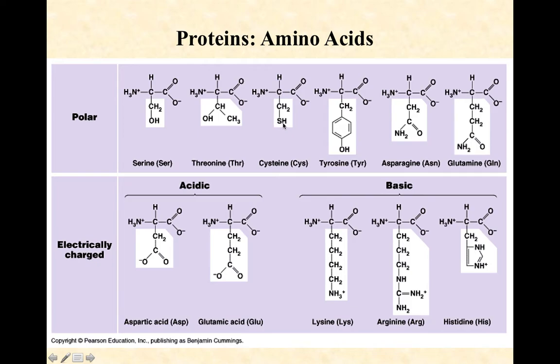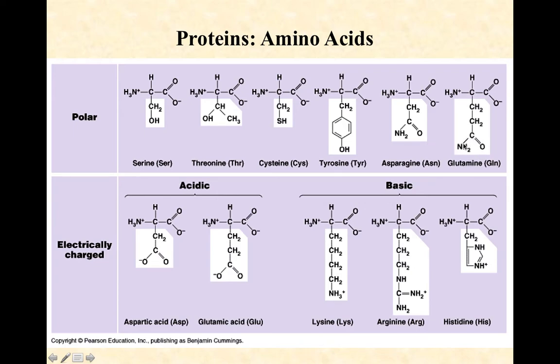Here's cysteine. Remember I said that SH is a polar bond. And so here's a significant polarity. Here's tyrosine with an OH down here. Asparagine has this odd arrangement where it has a carbonyl carbon and then an amino group.